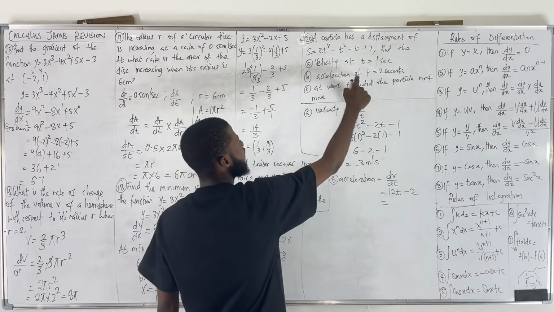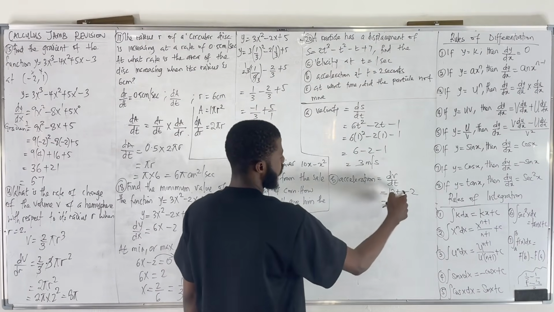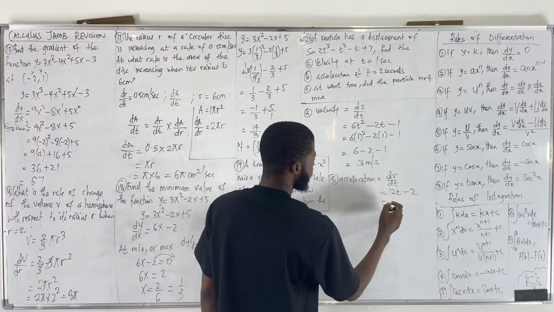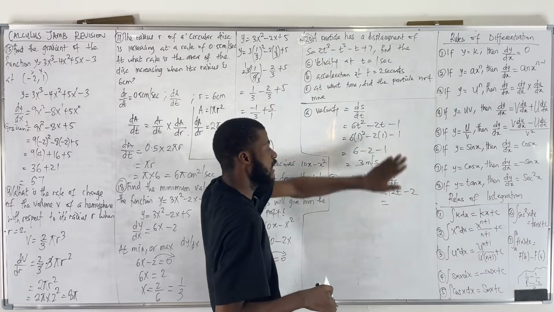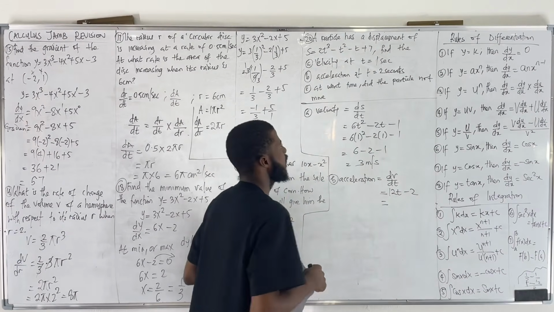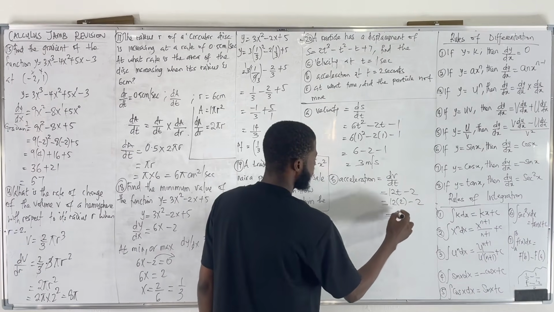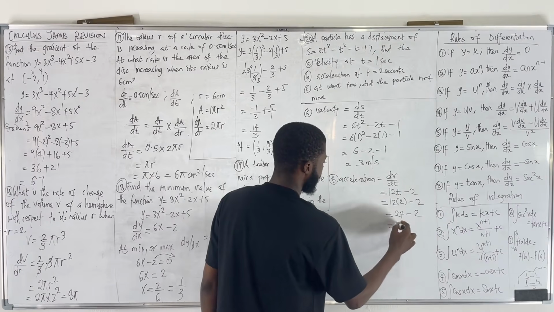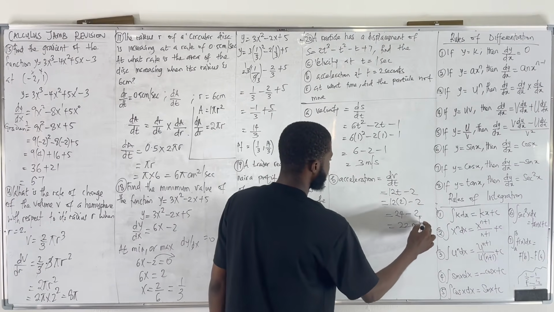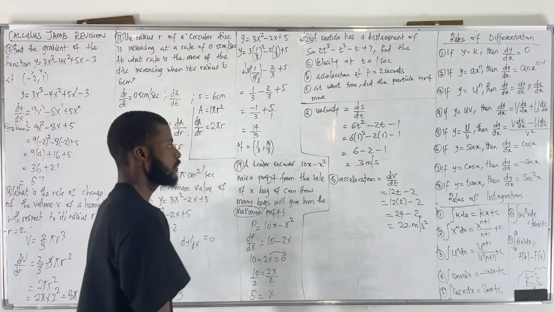But it says at t equal 2 seconds. So anywhere you see t here, you put 2 seconds. But if they did not give you the 2 seconds, this will just be the answer. So this will be 12 bracket 2 minus 2. 12 times 2 is 24, minus 2. So that will be 22. And then the unit is meter per second squared.